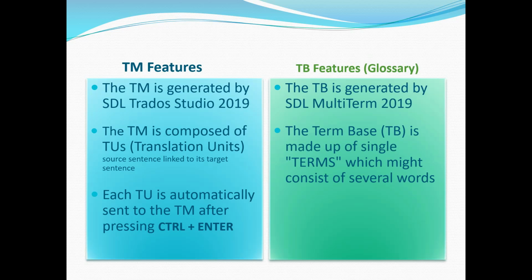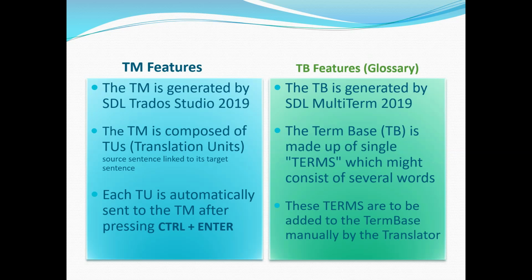The term base is made up of single terms which might consist of several words. For example, we might have a single word like screen translated into Italian, schermo, but we might also have a phrase like flat screen, which can be translated in Italian, schermo piatto. We can also have, for example, square flat screen, or other terms that are made up of more than one word.